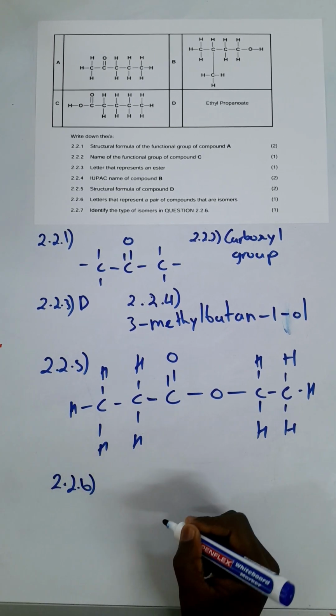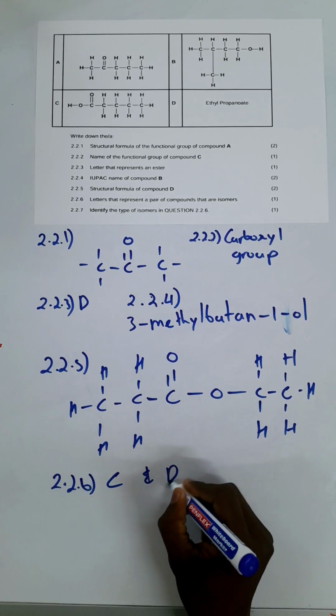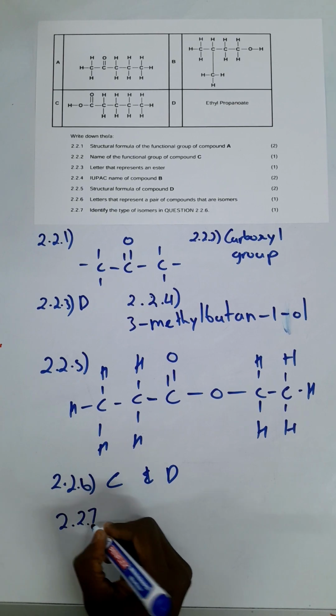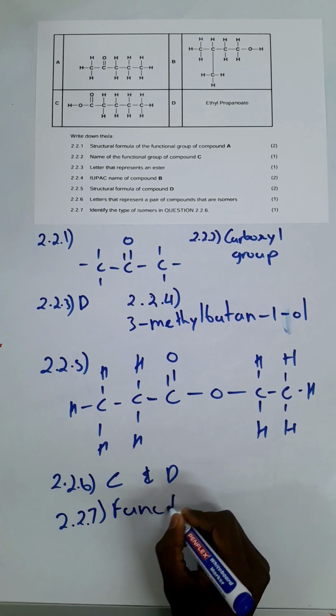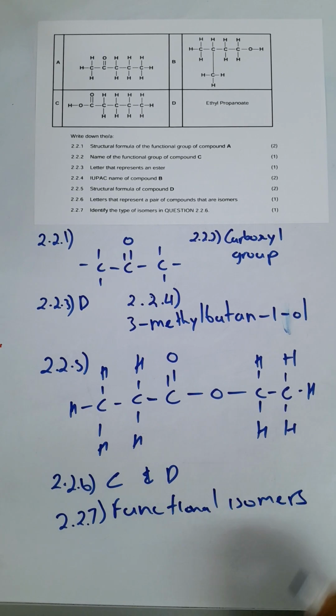2.2.6, letters that represent a pair of compounds that are isomers: C and D. And then the type of isomers: functional isomers. Ester and carboxylic acid, functional isomers.